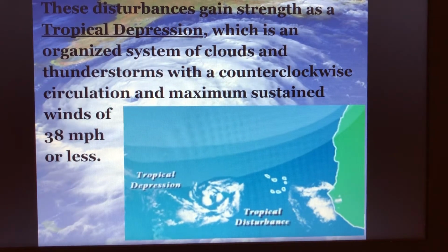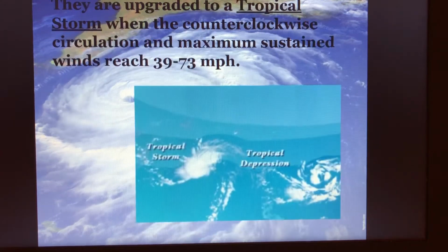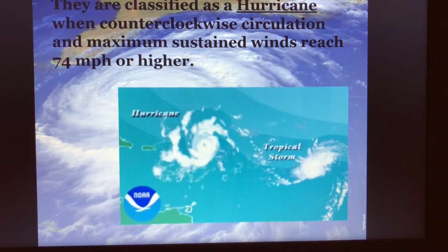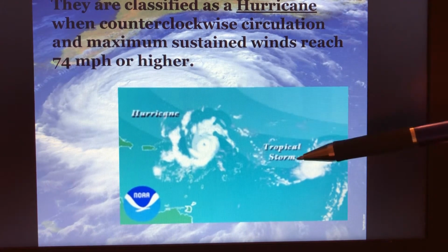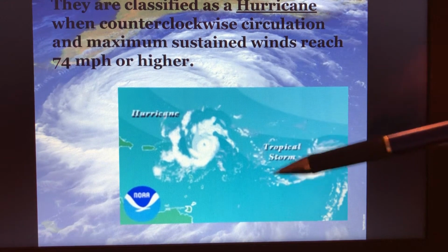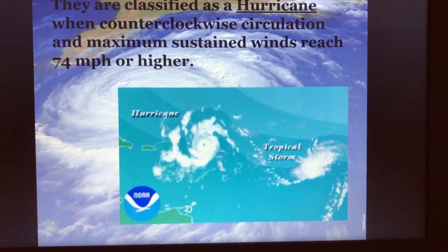Now, the disturbances gain strength off the east coast of Africa, and they become a tropical depression. That's when the counterclockwise circulation and maximum sustained winds are about 38 miles an hour or less. They get upgraded to a tropical storm when that circulation and the winds reach anywhere between 39 and 73 miles an hour. Now, they become classified as a hurricane when it goes from this tropical storm rotation and the sustained winds reach 74 miles an hour or higher.